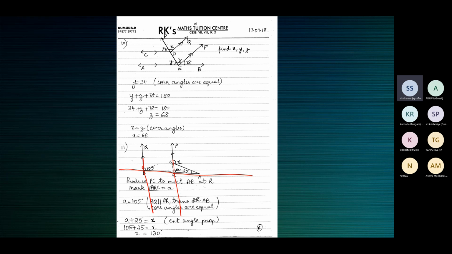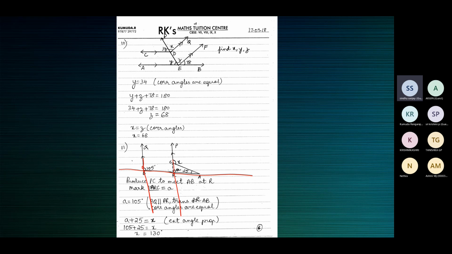Ma'am, can I try? Yes, Sindhu. Ma'am, we have to produce PC to R to meet AB. Yeah, you need to produce PC to meet AB at R. And we have to mark angle ARC as A, ma'am. And PQ is parallel to PR and AB is the transversal, so corresponding angles are equal, ma'am.